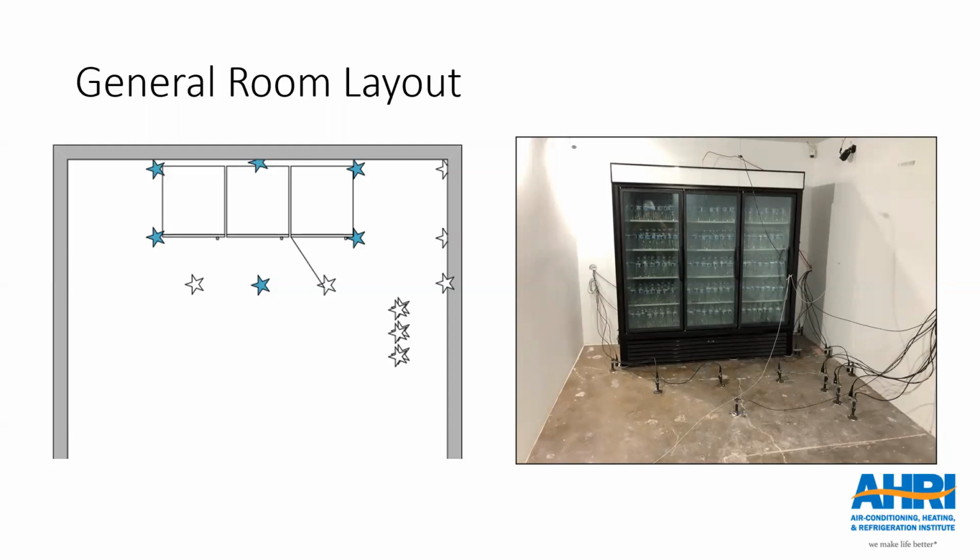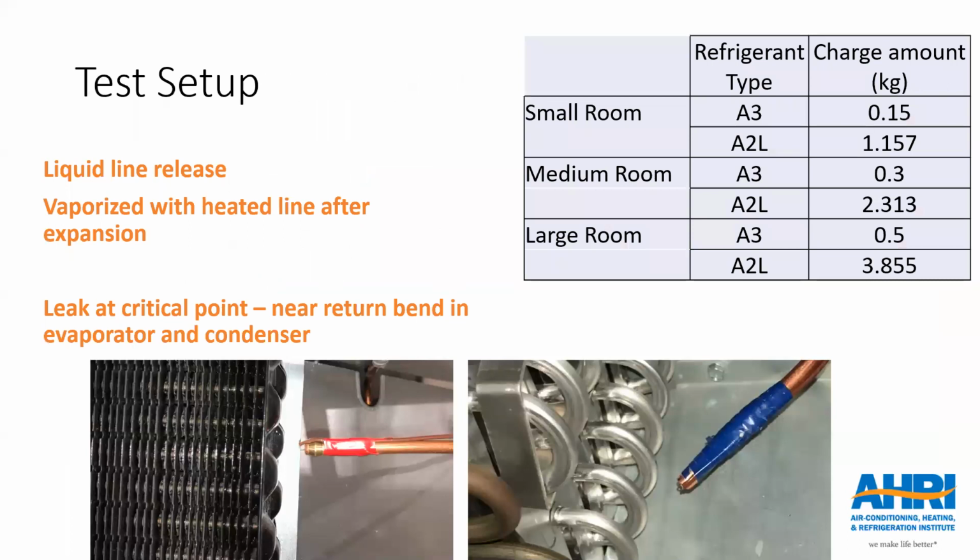Next slide. We're going to talk a little bit about the test setup here. As we identified earlier, the refrigerant charge was scaled with the room size. Two refrigerants were chosen, R454C as an A2L and R290 as an A3. The charge size for each of the rooms is shown on the right. It was important that the refrigerant was released into the cabinet as a slightly superheated refrigerant to ensure that there was no pooling of liquid refrigerant in the cabinet.